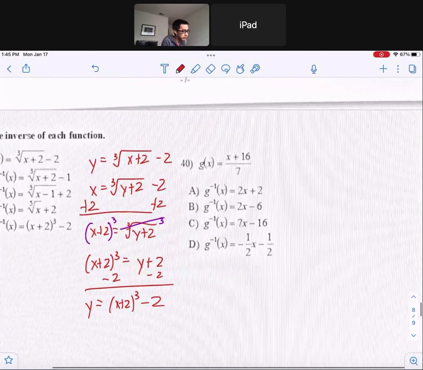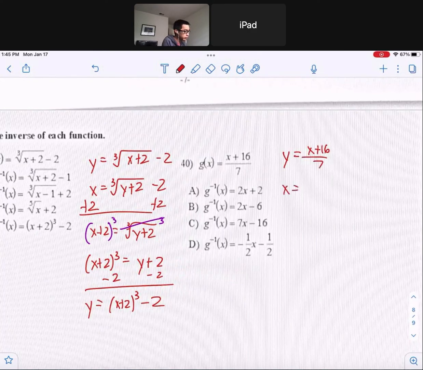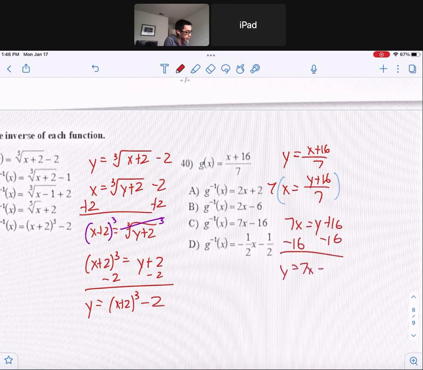So again, set it equals to y, you guys. Switch the variables, and then solve for your new y, and that would be the inverse. So here, I don't like dealing with fractions, you guys, so I'm going to multiply everything by the denominator, which is 7. So you get 7x equals y plus 16. And then to solve for y, you guys, subtract 16 on both sides, and we get C.